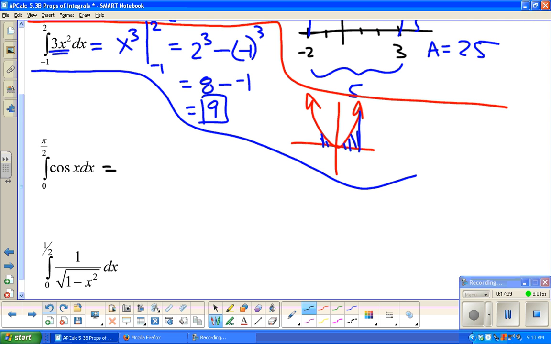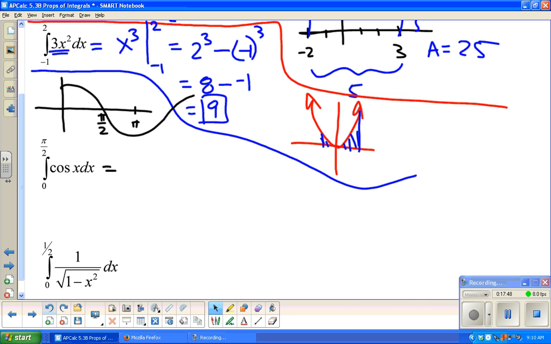All right, so I'm saying I want the area under the cosine curve. Now the cosine curve looks like this. This would be pi. This would be pi over 2. Okay, so I want the area between 0 and pi over 2.